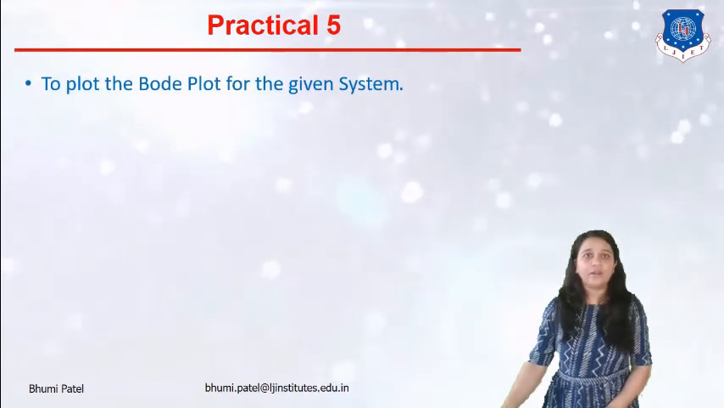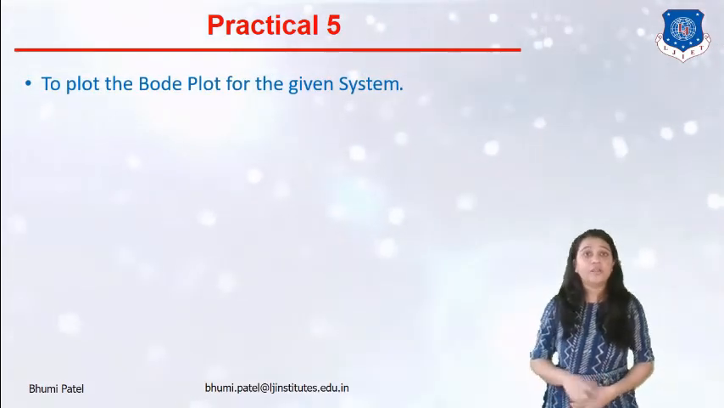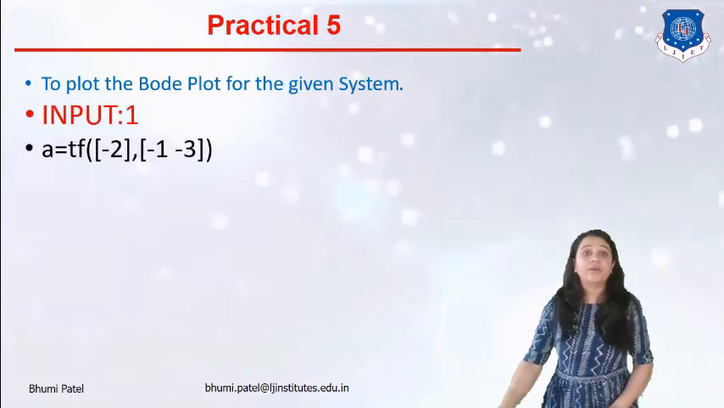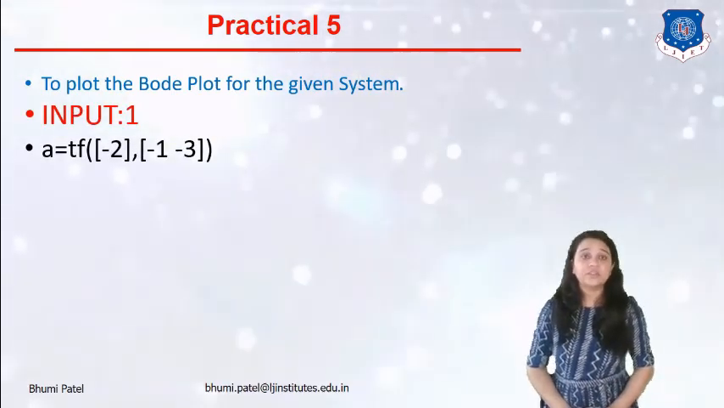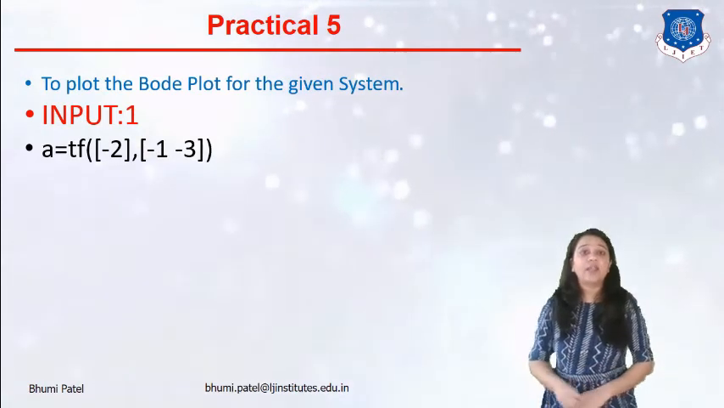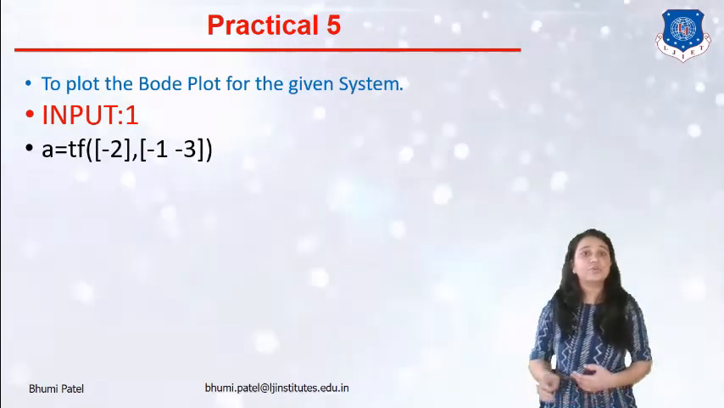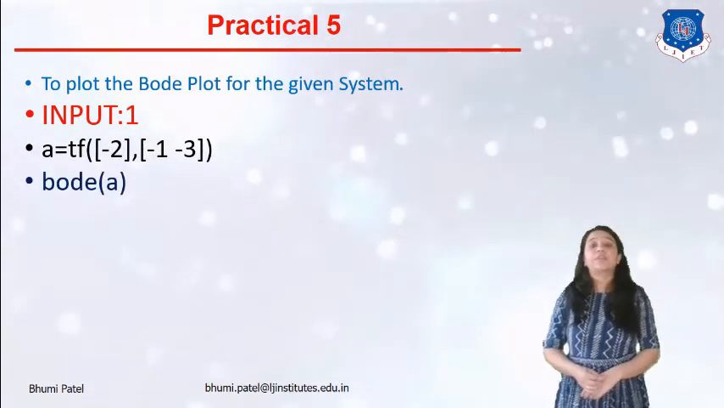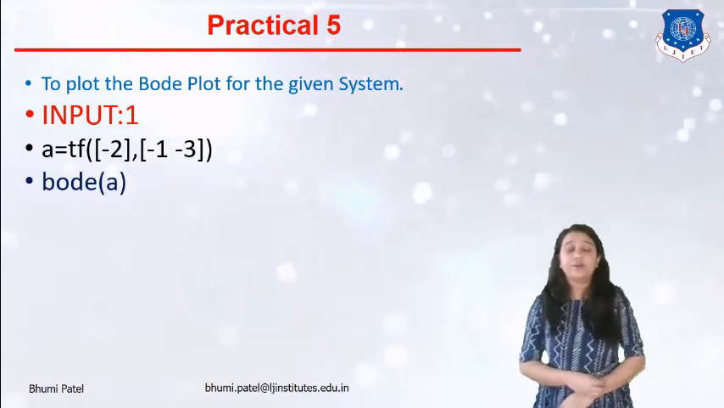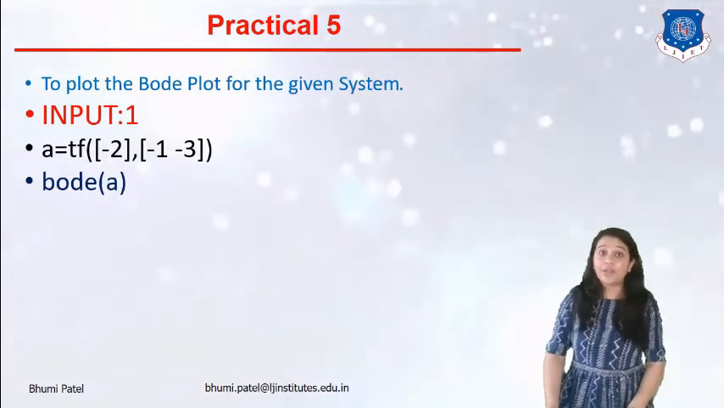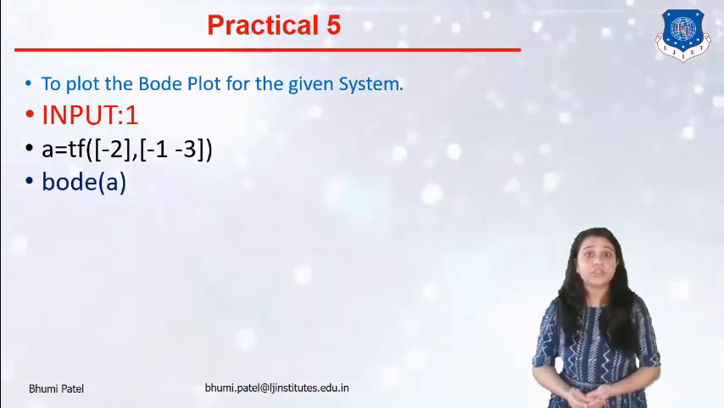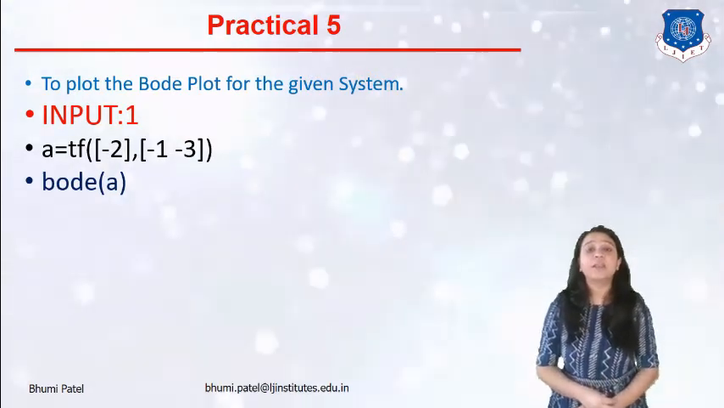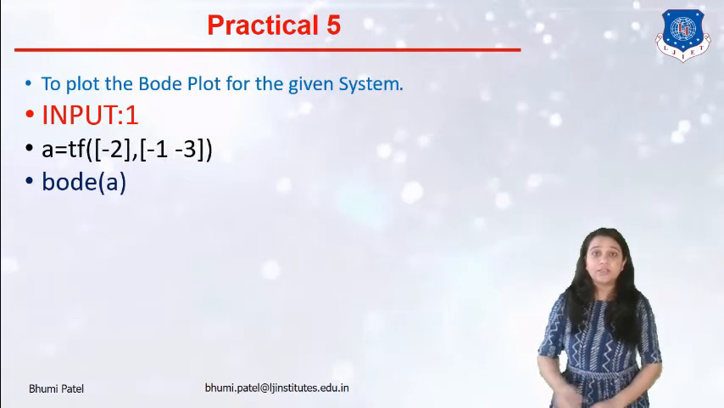Now in practical number 5, we have to plot the Bode plot of the given system, and for the Bode plot we need a transfer function. Suppose a is equal to tf of -2, -1 and -3, and we simply write the command bode in the bracket of a. Using this command we can find the gain margin, phase margin, gain crossover and phase crossover of the system.